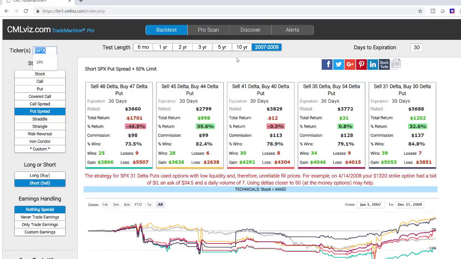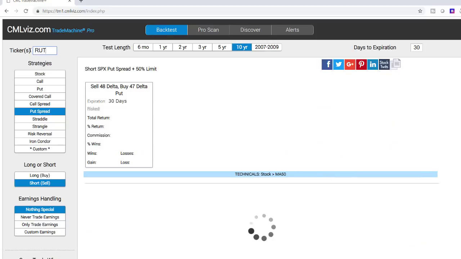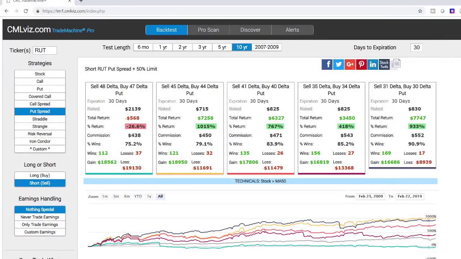Let's go ahead and go back to the 10-year and put the RUT in here because I know we talked about that. The RUT actually did better, and I'm going to let this churn and I'll come back when the RUT results are in. All right, so we're back with the RUT results, and the RUT results were actually even better. Now, partly because they were able to keep the spread smaller.